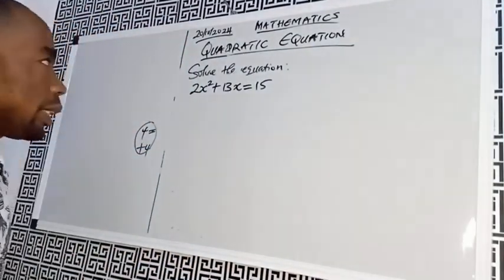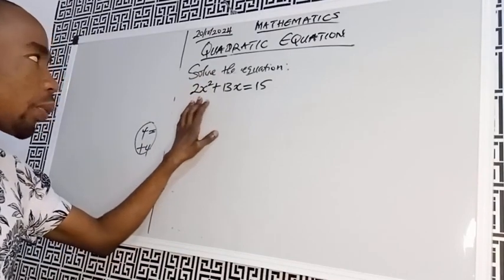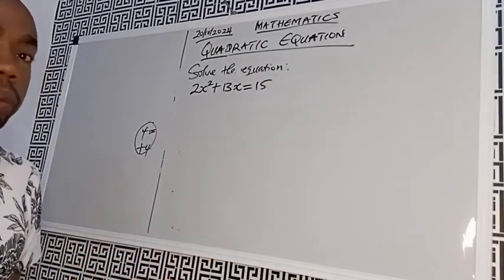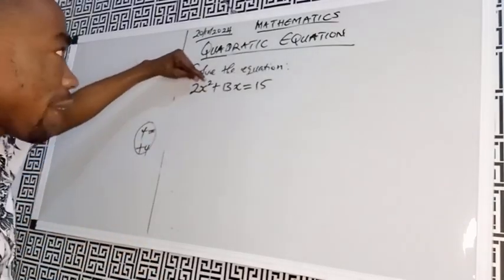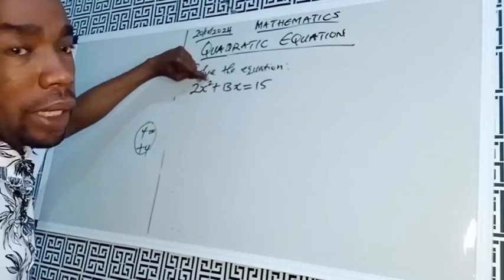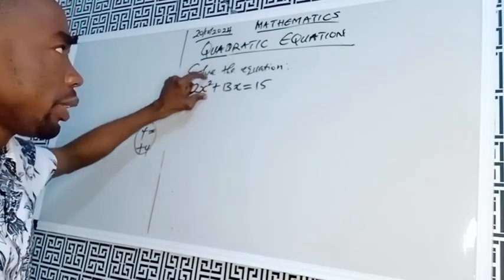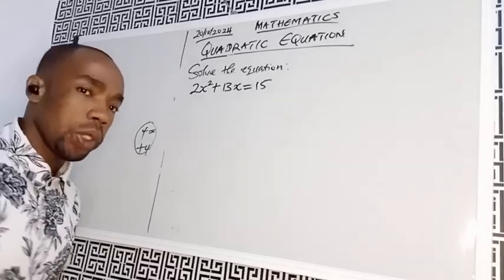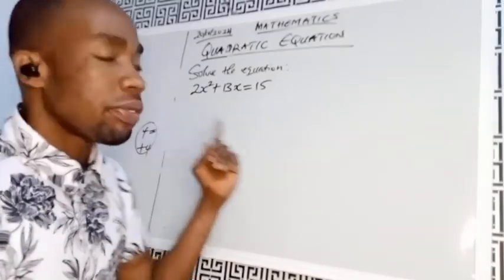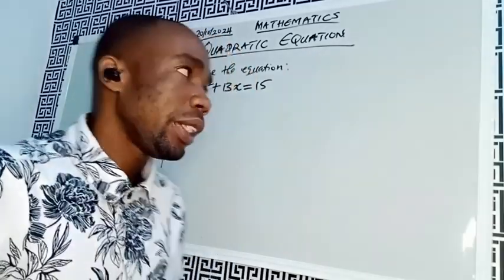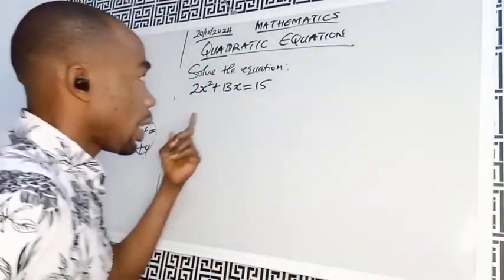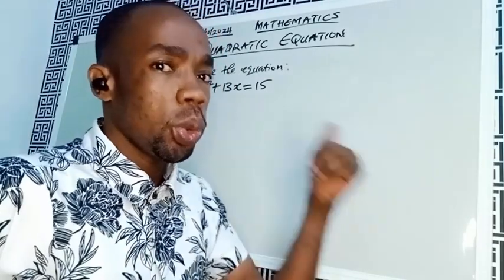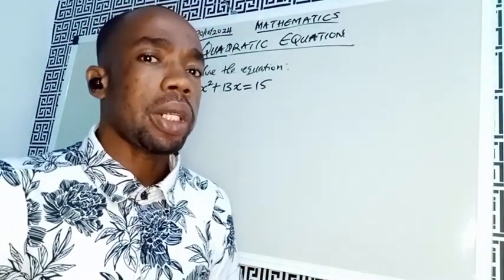Second example, they say solve the equation 2x squared plus 13x equal to 15. Now, this is a quadratic equation. Why? Because it is having a power more than 1, right? That makes it a quadratic equation, not an ordinary algebraic equation. So we are going to solve this by factorization. I hope you have learned how to factorize, but if you have not, you can comment in the comment section, and I'm going to do a video on how to factorize expressions.